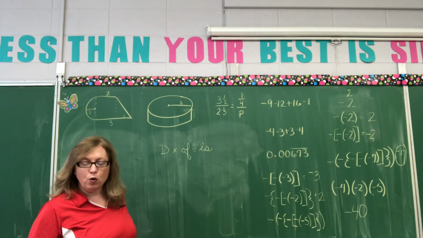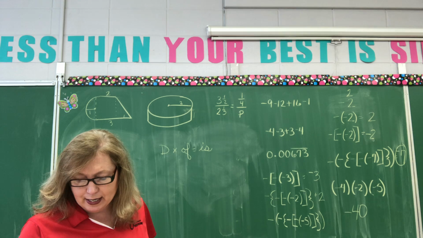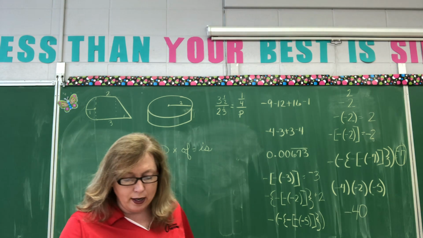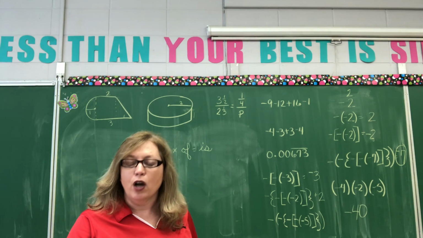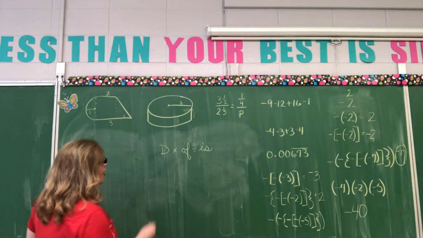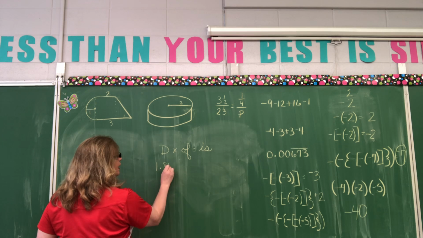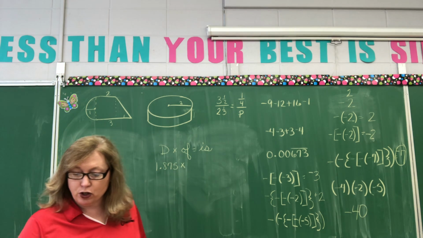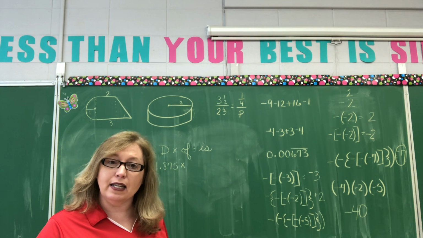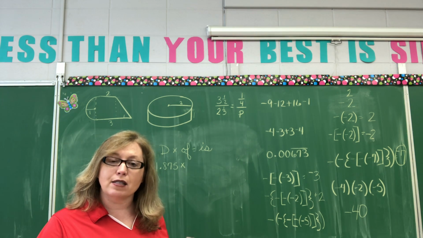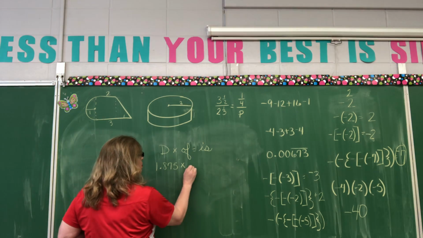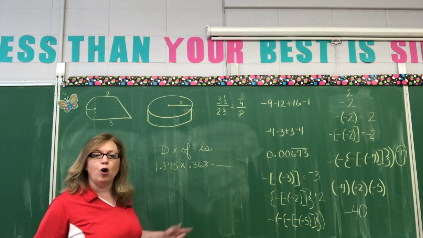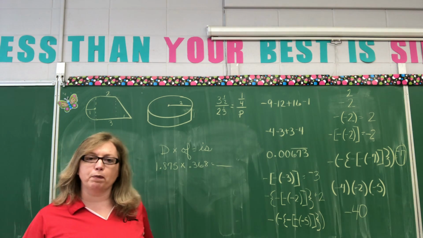Okay? So now let's look at our problem. What is the average that we're talking about? What are they starting with? A 1.875. 1.875 times the of. Do we know what the of is? Yes, it is 0.368. 0.368 equals the is. All we have to do is multiply.